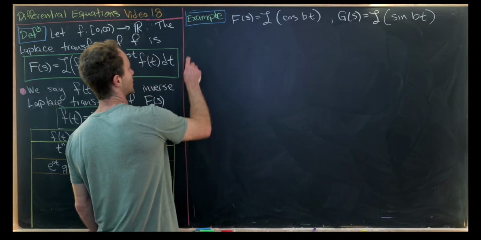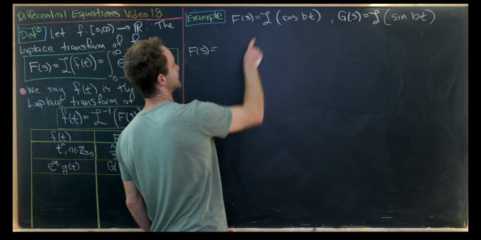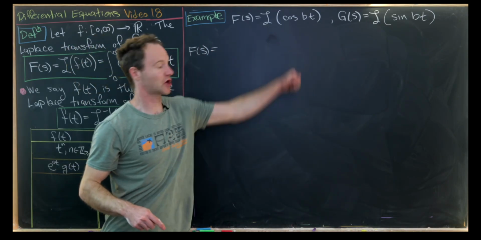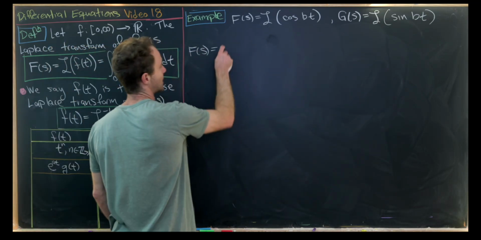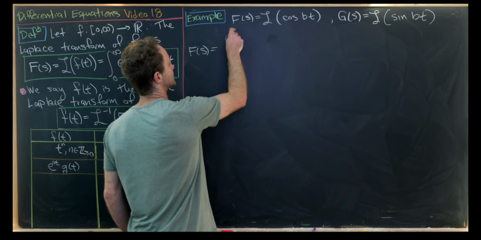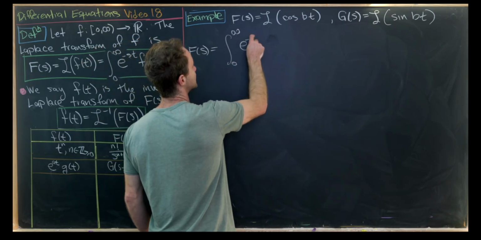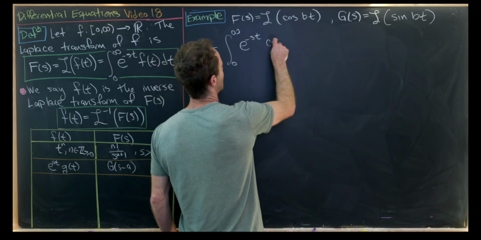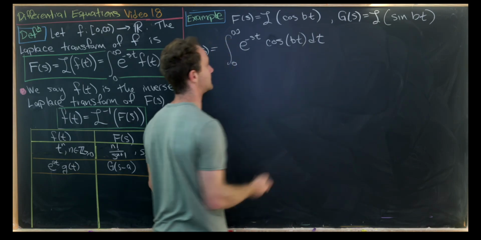Okay, so let's start with F of s. So we've got F of s is, like I said, the Laplace transform of the cosine of bt, but applying the definition of the Laplace transform, that'll give us the integral from 0 up to infinity of e to the minus st times the cosine of bt dt. Great.